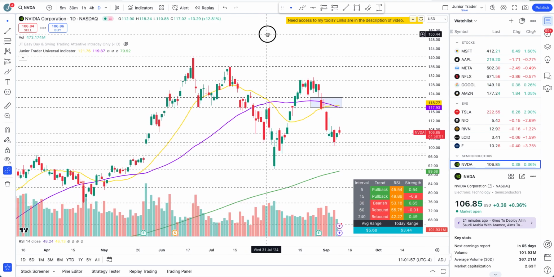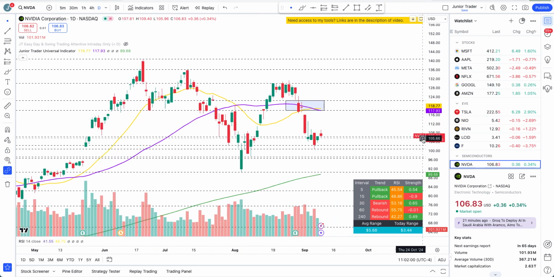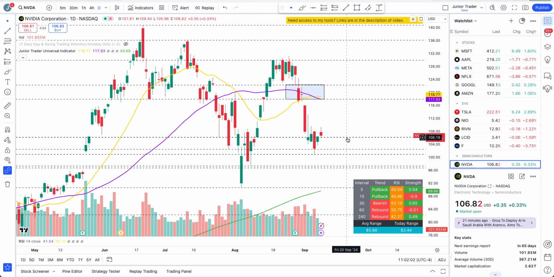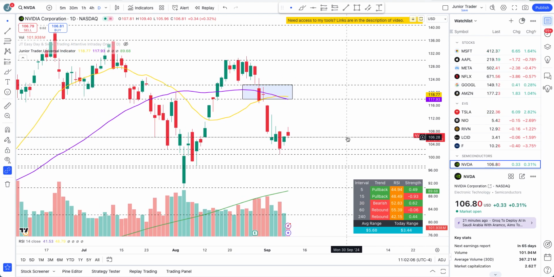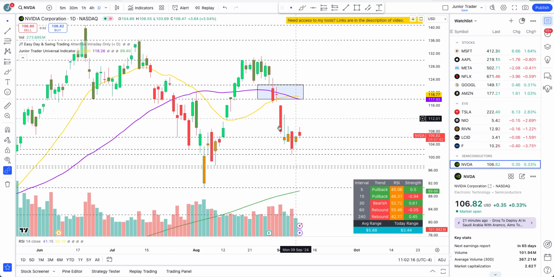So what do we have on Nvidia today? Well, we did try to rebound above the $106.28 area. However, we are still selling off after reaching one of the levels that I talked about to watch on the lower time frame, which we'll take a look at in just a second. Overall structure still remains bearish right now on Nvidia.